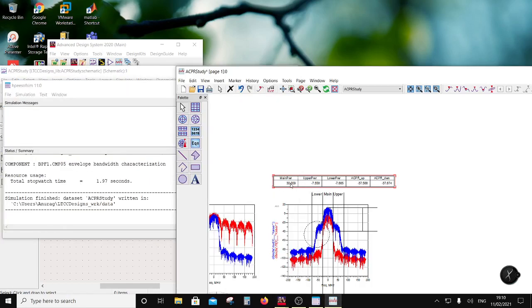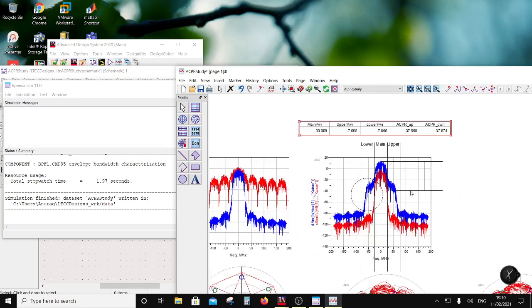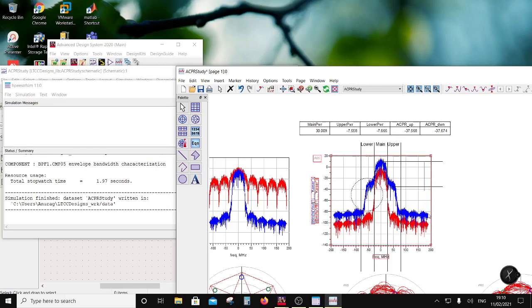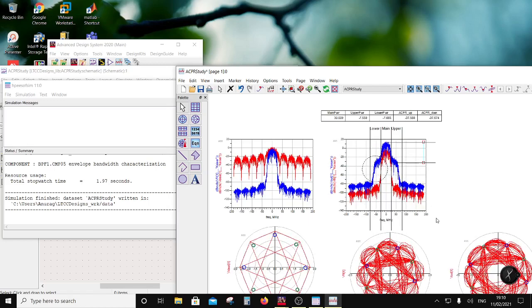Okay, so I am putting out 30 dBm in the main channel, and my ACPRs are minus 37.5 and minus 37.6. So this is what your ACPR numbers are. Of course, they have gone up. Okay, so you can always plot ACPR versus input power, right? So this is where your non-linearity is.